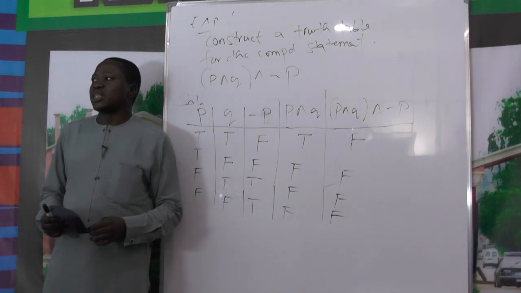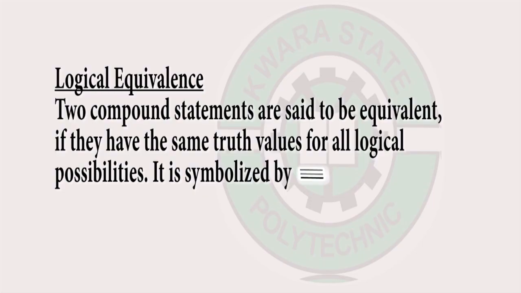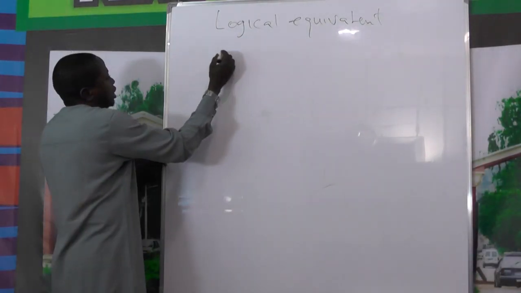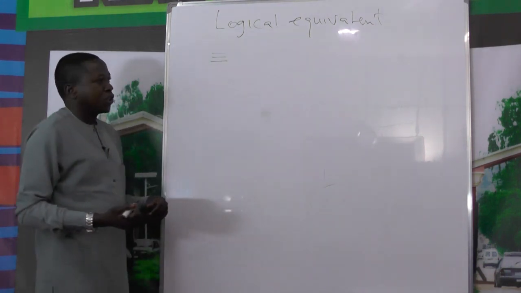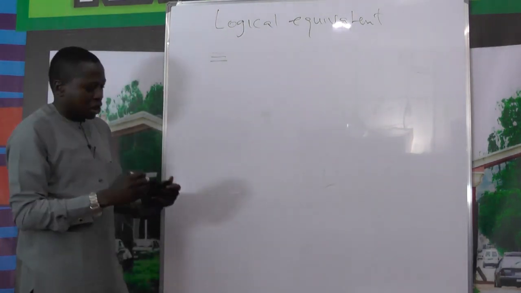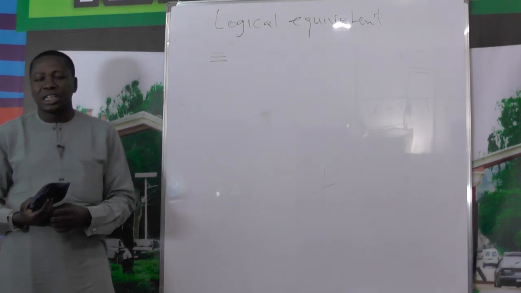The next one is logical equivalence. Two compound statements are said to be logically equivalent if they have the same truth value for all logical possibilities. It is symbolized by this. This is the symbol of logical equivalence. Remember, this one is equals to. This one is equals to. But this one, you are having three of it. So we use it for logical equivalence.